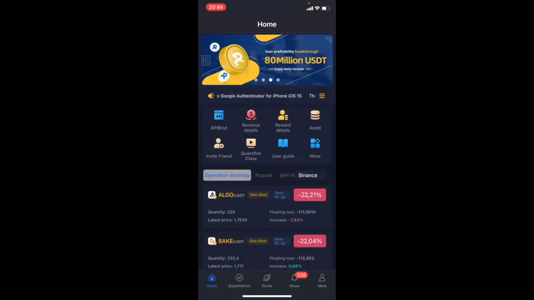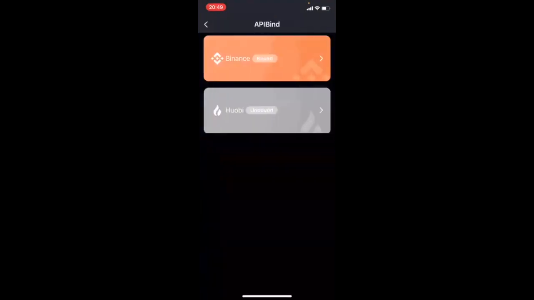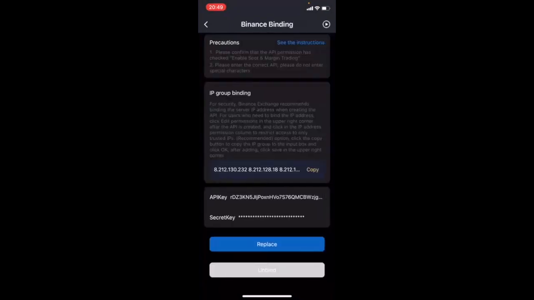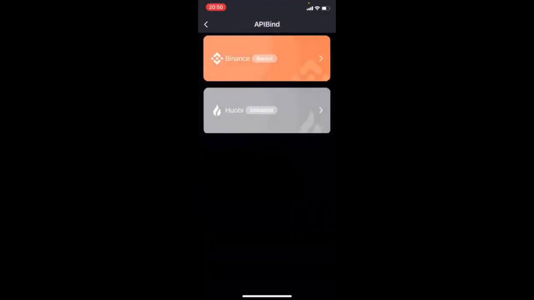So let's start here. Here we have the API binding. As you see, it's bound to Binance, my personal Binance account. Basically, I get an API key and a secret key from my Binance account, and I copy and paste it here. And then I copy the IP addresses of Royal Q into Binance, and basically, boom, I'm done, right?